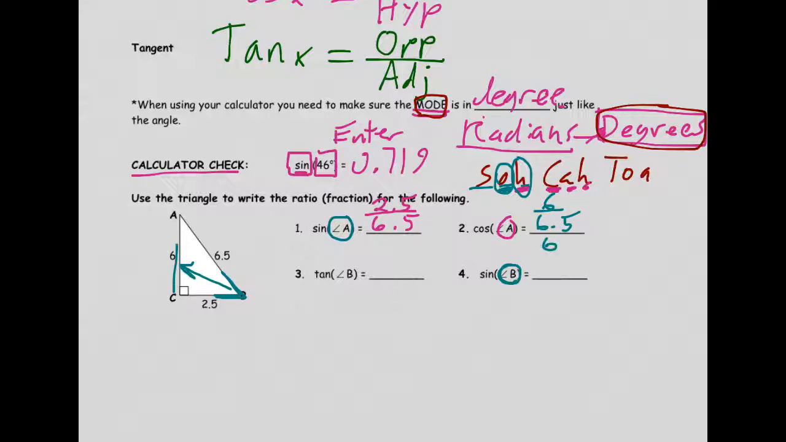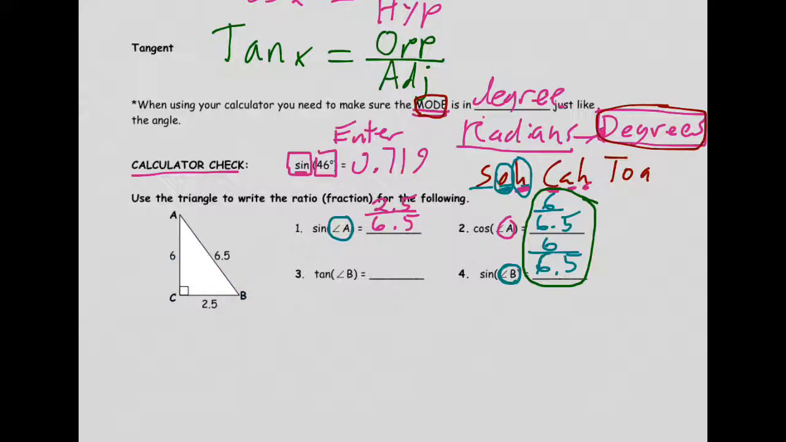So that's 6 over, and then opposite over hypotenuse. My hypotenuse is always the same. That's 6.5. Remember, hypotenuse is always the longest side. It's the side that's opposite the 90 degrees. Now notice that both cosine of angle A and sine of angle B are the same ratio. And you'll always have that.